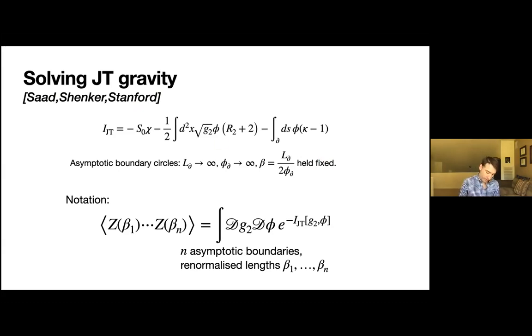So here is the JT action, which is the same thing we wrote down before, except now I've included this boundary term. I also need to tell you what the boundary conditions are. So here we have 2-dimensional metrics which have some 1-dimensional boundaries. There's intrinsic data on the boundaries, which is just the proper length, which I'm going to take to be very large. So they're going to be living at some AdS asymptotics. There's also a dilaton, which I'm also going to take to be large.